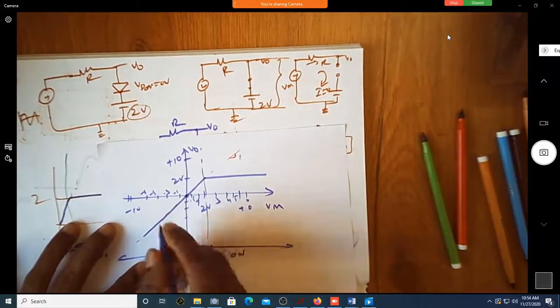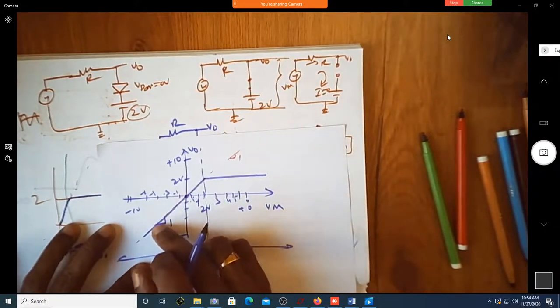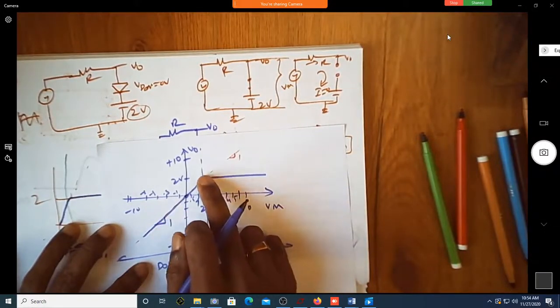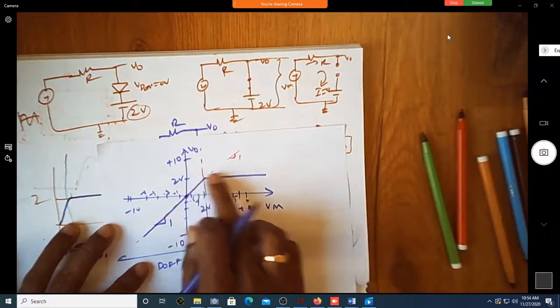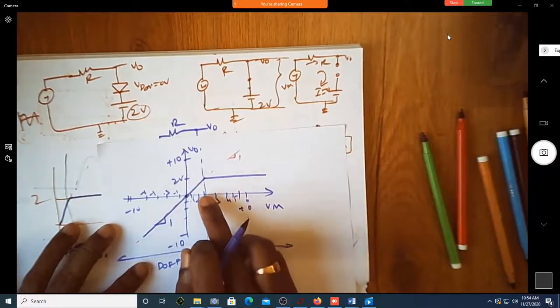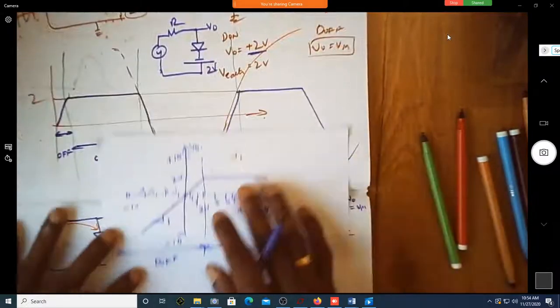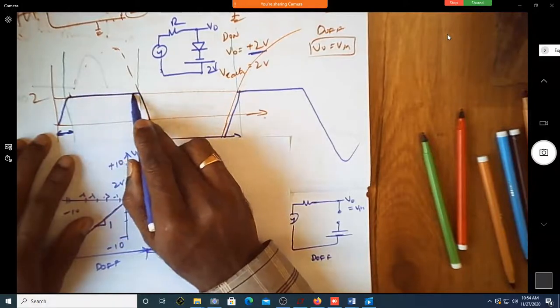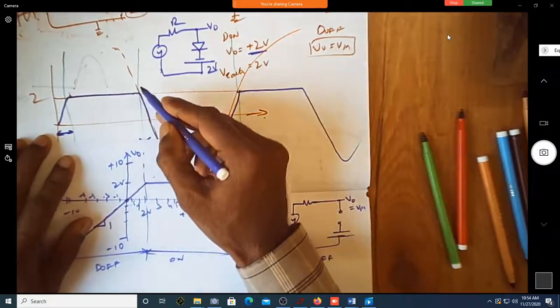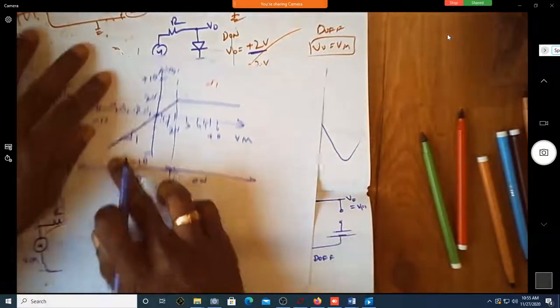This line of slope 1 says that output is the same as input. This straight line with slope of 0 indicates that output voltage is constant at 2 volt for input voltages beyond 2 volts. Is it true here? See here, any voltages above 2 volt, is it flat? Yes, constant. For any voltages less than 2, is it following? Yes, exactly this.